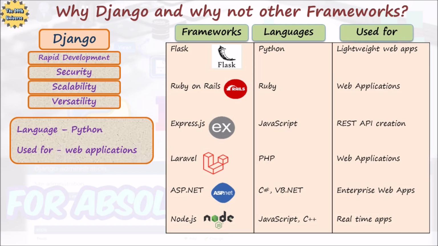Laravel, a PHP framework used for web applications. ASP.NET, written in C# and VB.NET, used for enterprise applications. Node.js, a JavaScript and C++ framework used for real-time applications. Each framework has its advantages, but Django is preferred for Python developers who want a structured and feature-rich solution.